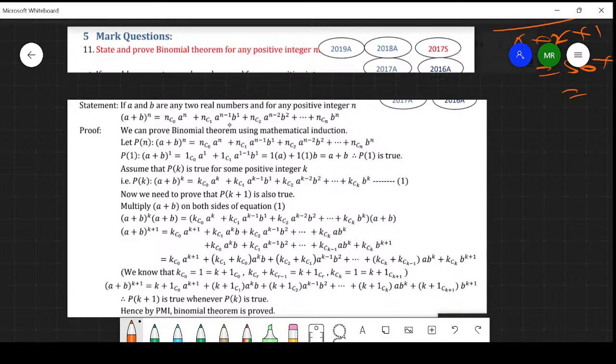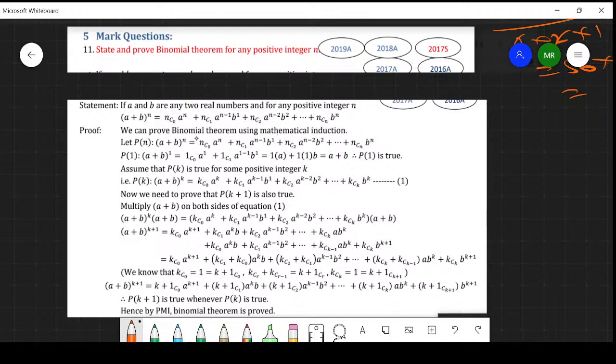The question given here: State and prove binomial theorem for any positive integer n. So you can take any two real numbers a and b, and for any positive integer n, (a plus b) whole power n is equal to nC0 a power n plus nC1 a power n minus 1 b power 1, nC2 a power n minus 2 b square, and so on, plus nCn b power n.